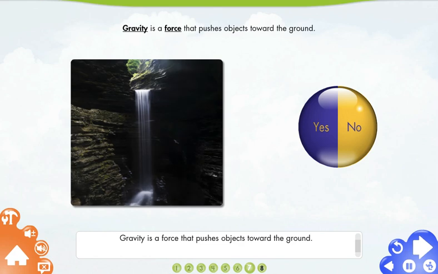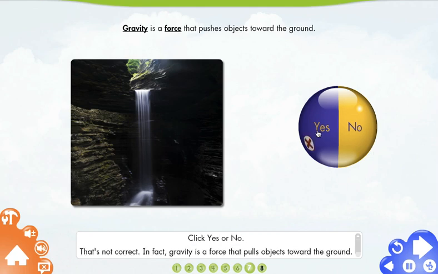Gravity is a force that pushes objects toward the ground. Do you agree with this statement? Click yes or no. That's not correct. In fact, gravity is a force that pulls objects toward the ground.